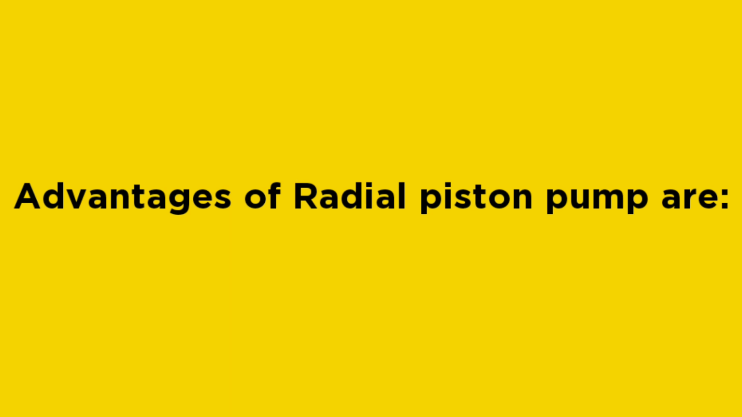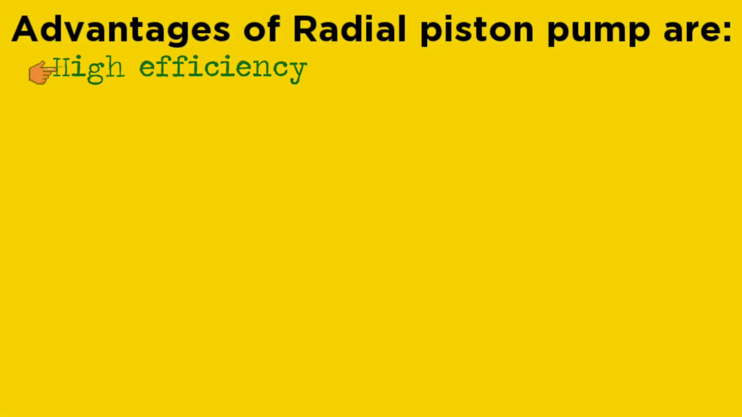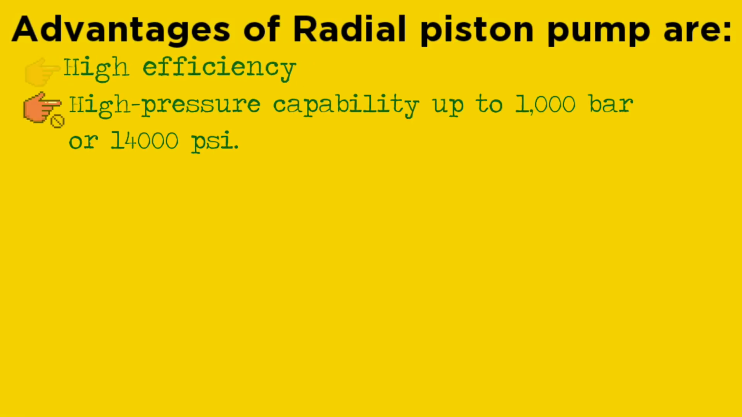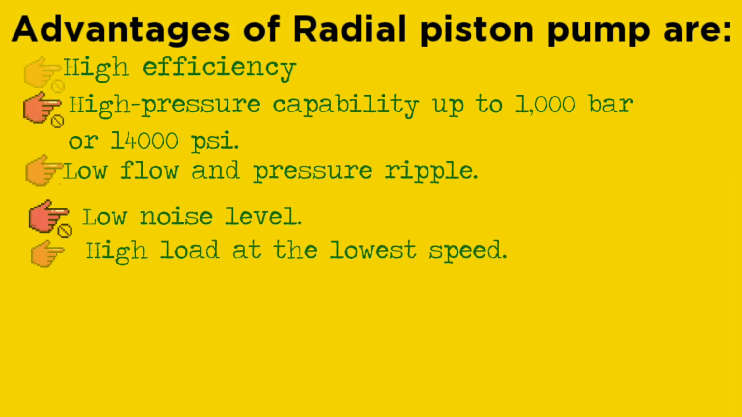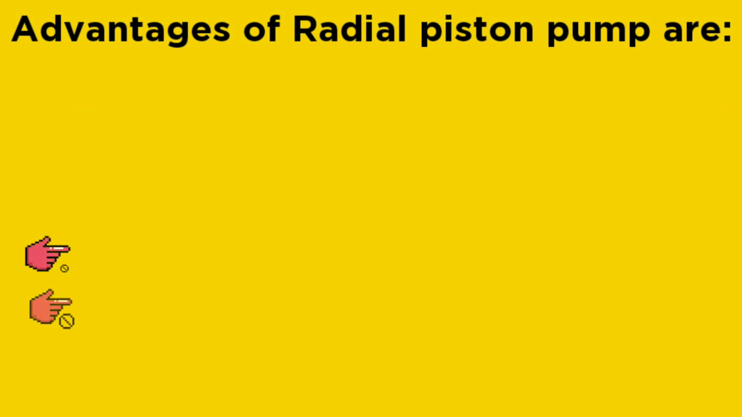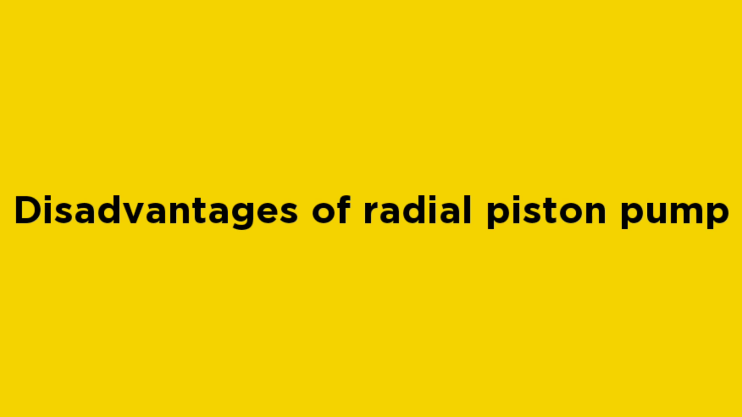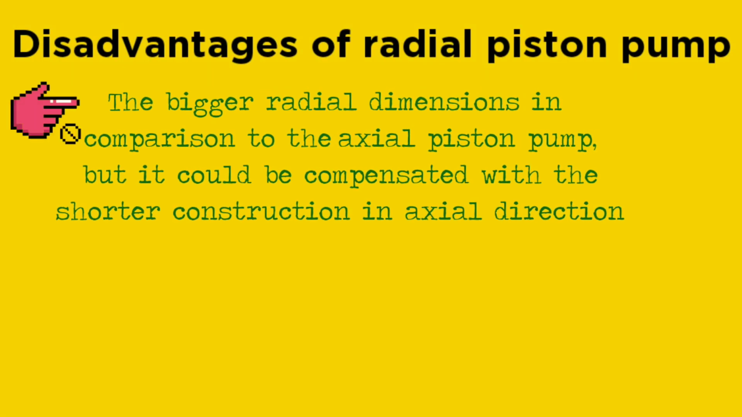They have many advantages, such as high efficiency, high pressure capability up to 1000 bar or 14,000 psi, low flow and pressure ripple, low noise level, very high load at the lowest speed, and high reliability. Its disadvantage is the bigger radial dimensions in comparison to the axial piston pump, but this can be compensated with the shorter construction in the axial direction.